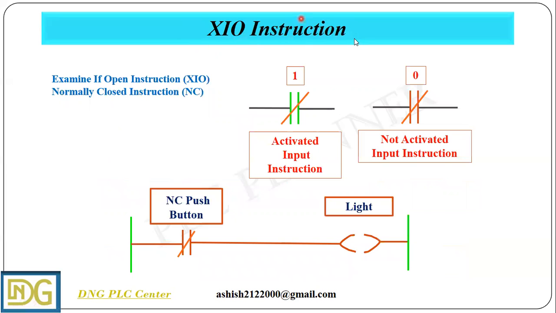XIO instruction. So this is our second instruction. In the previous slide we discussed the XIC instruction, examine if closed. Here we will discuss the XIO instruction. The full form of XIO is examine if open. In PLC programming, it can sometimes be called a normally closed instruction, NC instruction. NC instruction has this type of symbol.